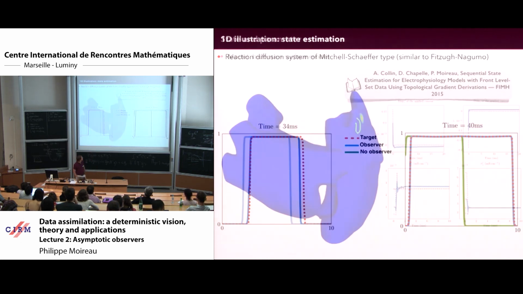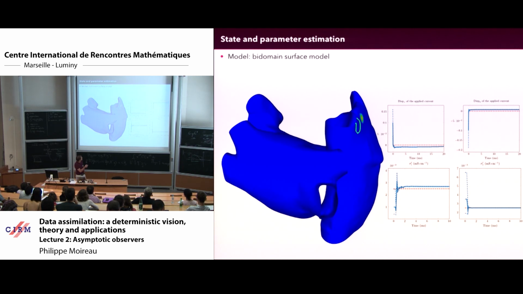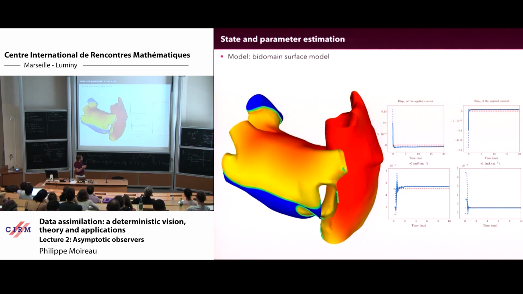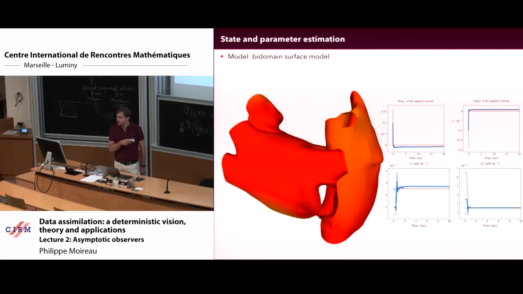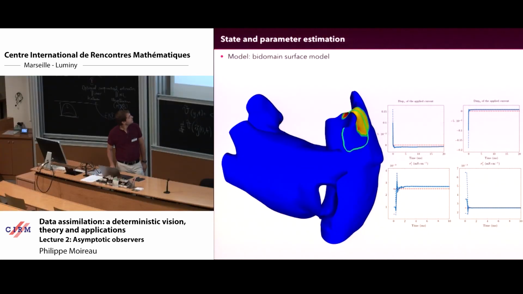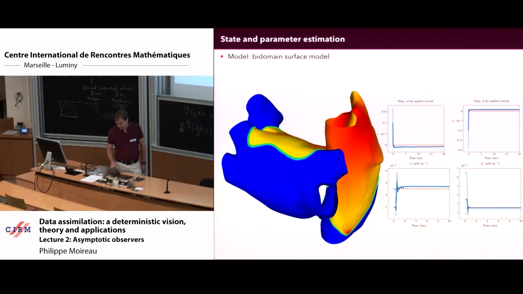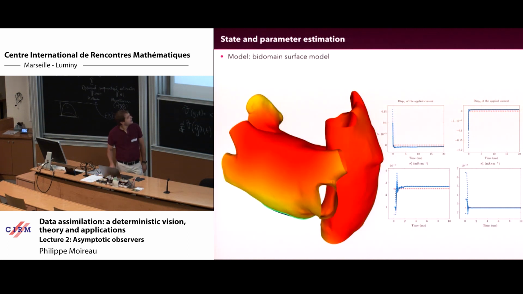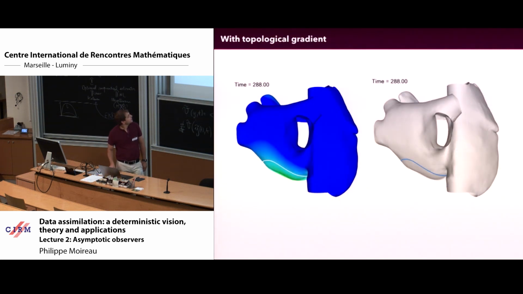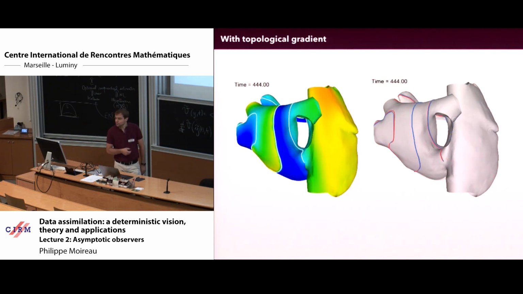How it works for the atria: you start from the wrong initial condition. This is the target solution, and you will see that the solution will accelerate to pursue this one. And at the same time, you do the parameter estimation. So this is done with synthetic data. On synthetic data, we were also able to retrieve some very strong patterns by using the topological term.